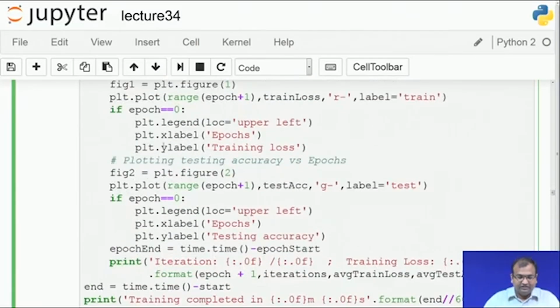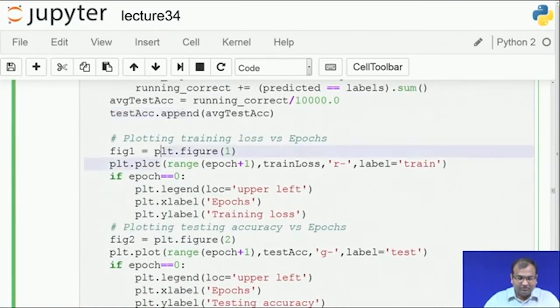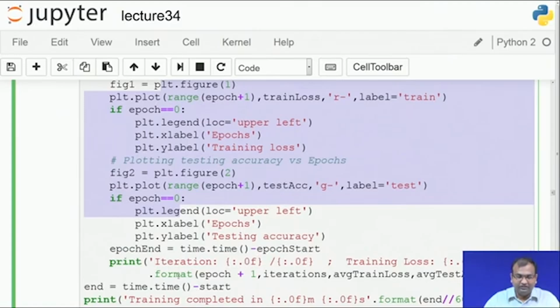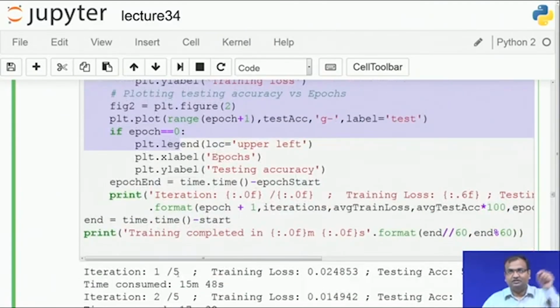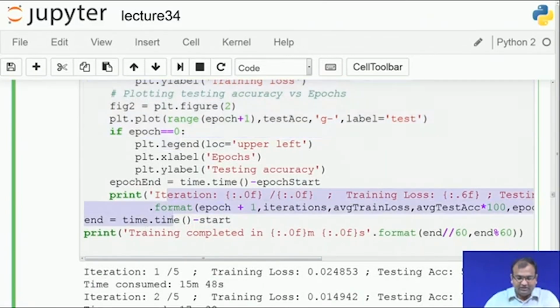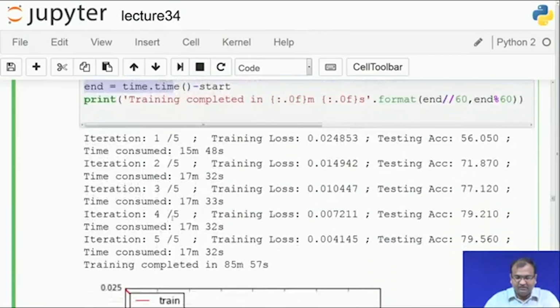Now, the next part is pretty simple. This is just to plot your training errors as well as your validation accuracy. While your training error is expected to go down, your validation accuracy over time is expected to go up, and this just keeps on printing it out. Now once you train it, you would see that it does take a significant amount of time. An epoch takes roughly 15 or 17 minutes, and for that reason we had chosen only 5 epochs.